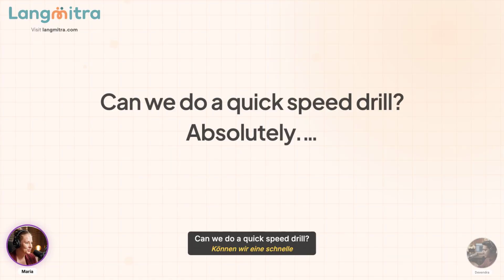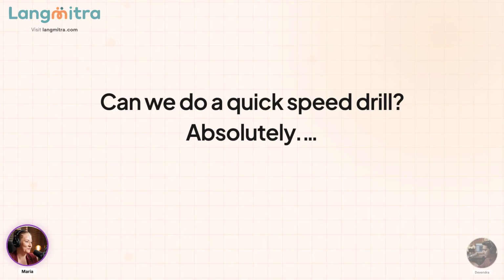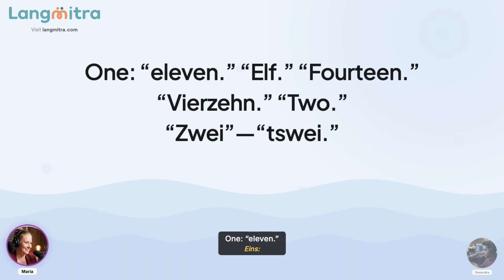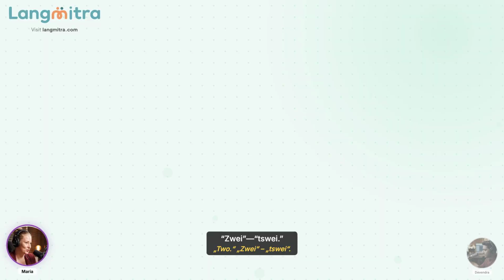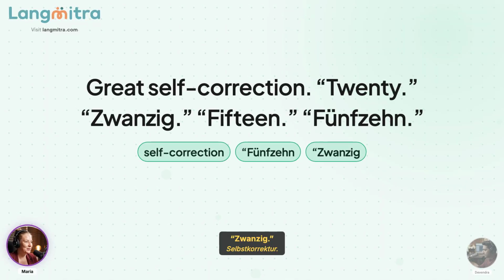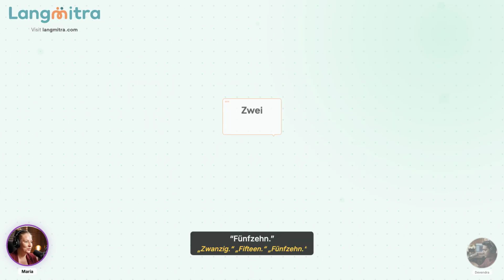Good to know. Can we do a quick speed drill? Absolutely. I'll say English, you say German. 11. elf. 14. vierzehn. 2, zwei, zwei. Great self-correction. 20, zwanzig. 15. fünfzehn. Nice.